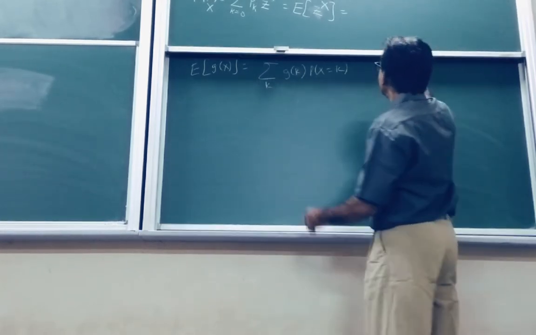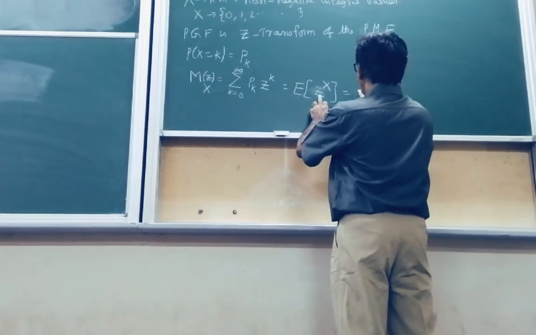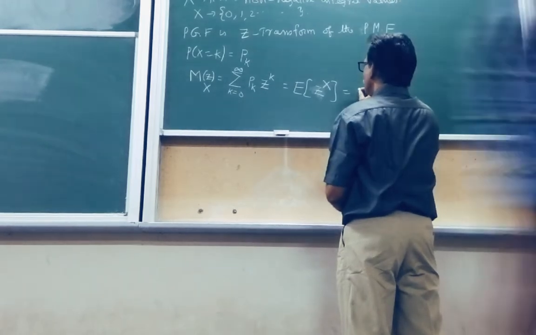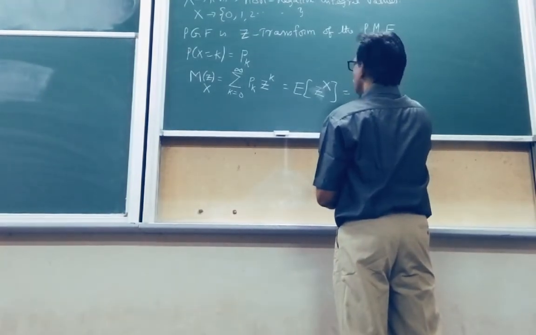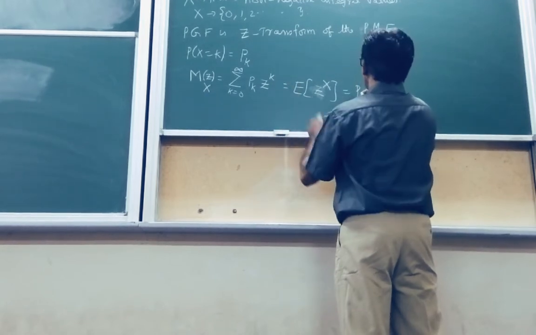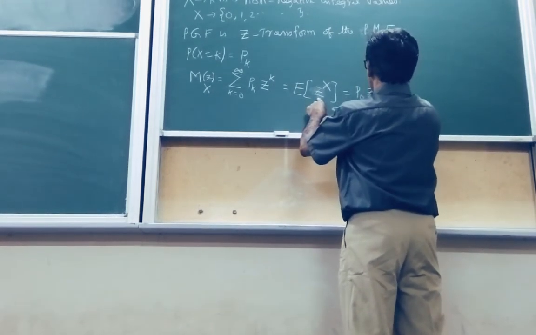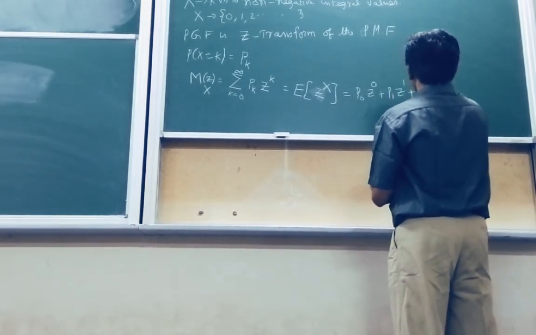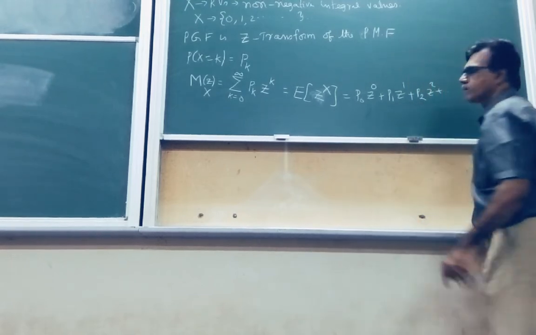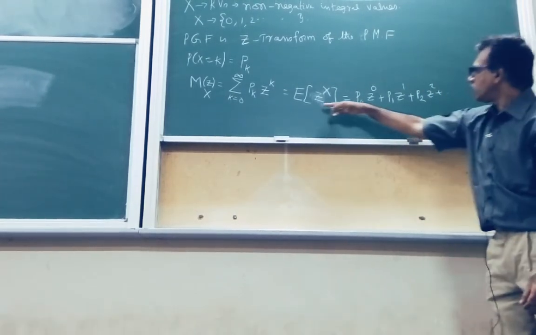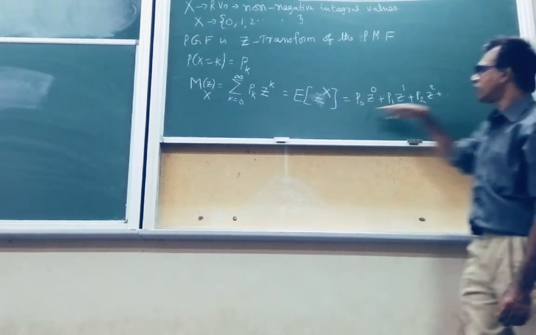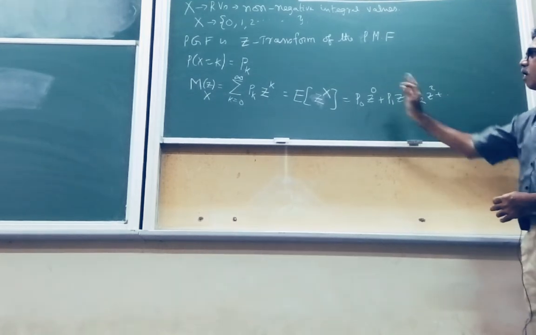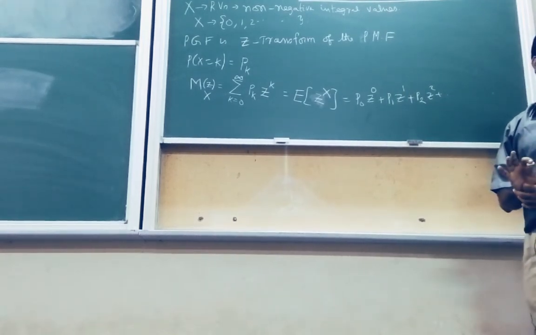In the same manner, here X can take non-negative values 0, 1, 2, 3. So it is just P0 z power 0 plus P1 z power 1, and so on. That's it. That is what this is, and in shorter notation we have written it. So this is nothing but the Z transform of the PMF, the probability mass function.